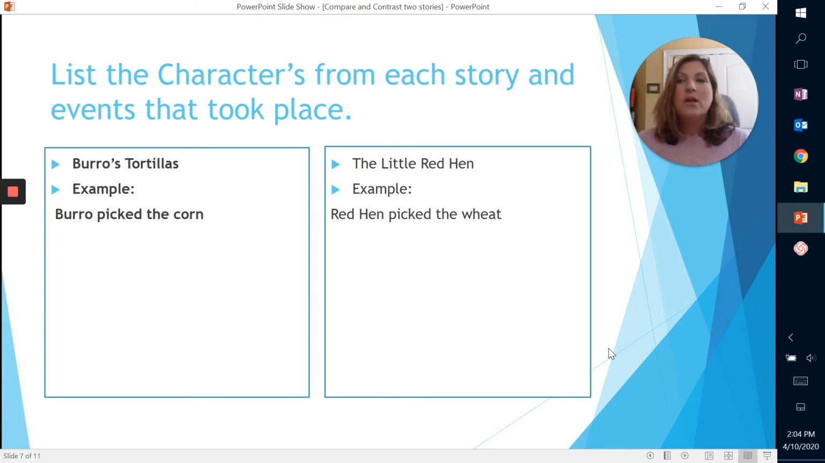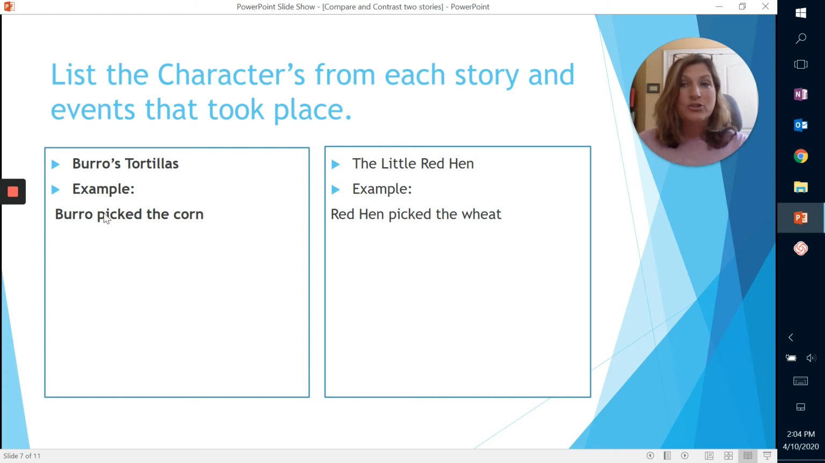All right, so you've listened to the stories, the Burro's Tortillas and the Little Red Hen. Now what you're going to do is list the characters from each story and events that took place. This is going to be a really helpful activity for you to do so that you can compare and contrast in a Venn diagram these two particular stories.